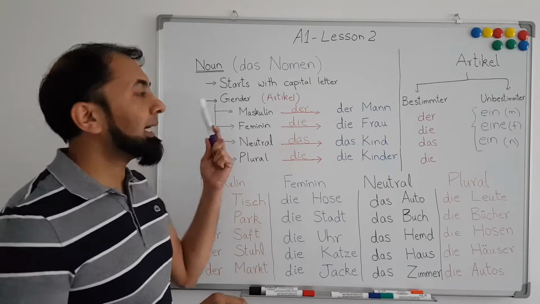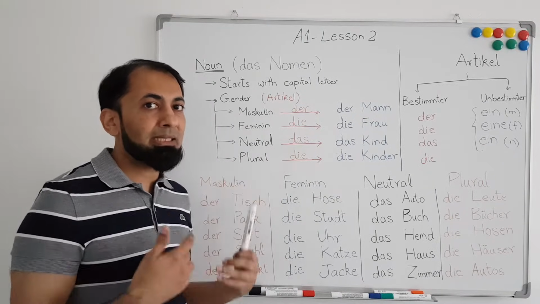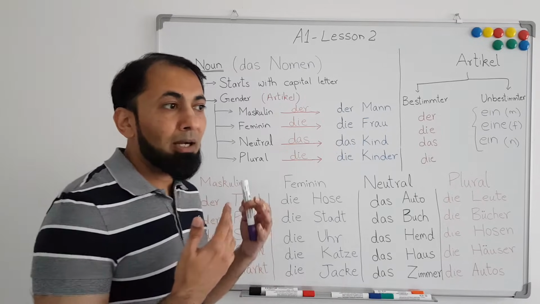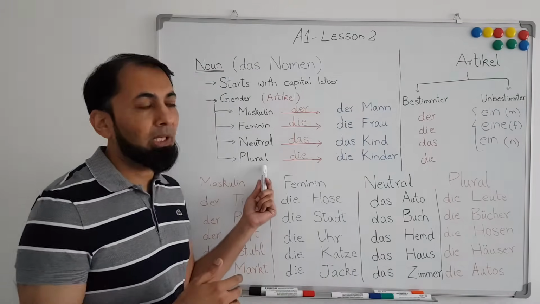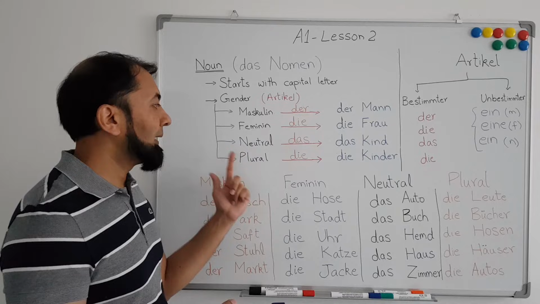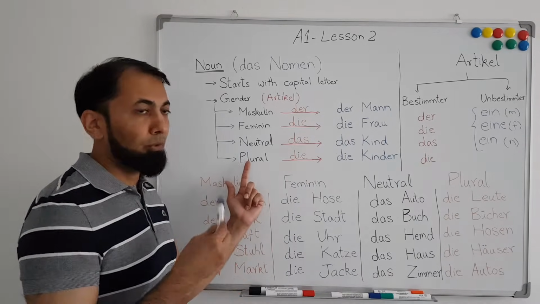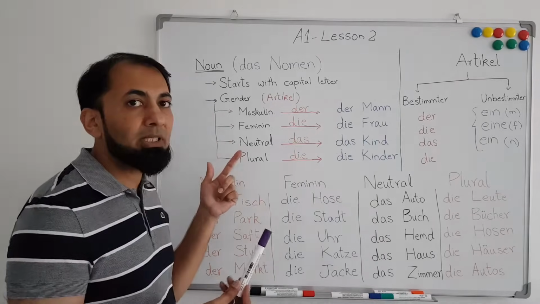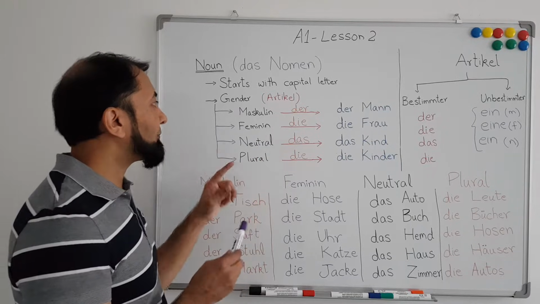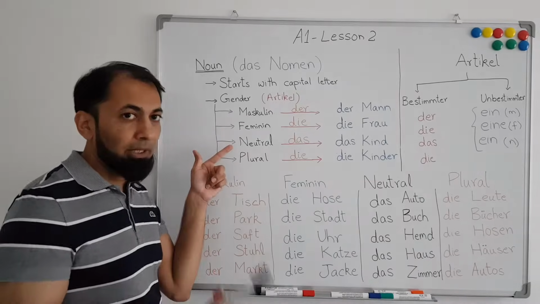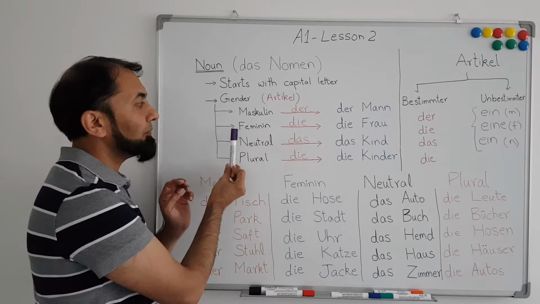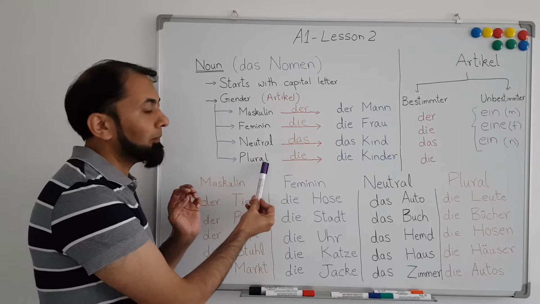The second point is that each noun in the German language has a gender. It can be masculine, it can be feminine, or it can be a neuter noun, or it can be a plural noun. So the first three types I have written here: masculine, feminine, neuter, and plural. I'm pronouncing these words in German. The first three types are the singular ones, so the singular noun has three further types, which are masculine, feminine, neuter, and there is one plural.